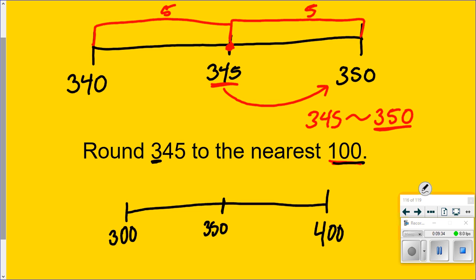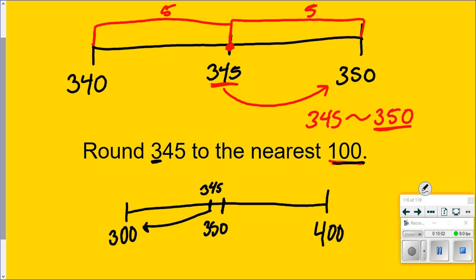The left. Yep, it's going to be really close to 350 because I only have about 5 numbers until I get to 350. What is 345 going to round to now? Sean? 300. It's going to round to 300.